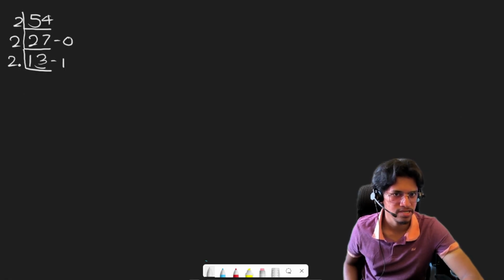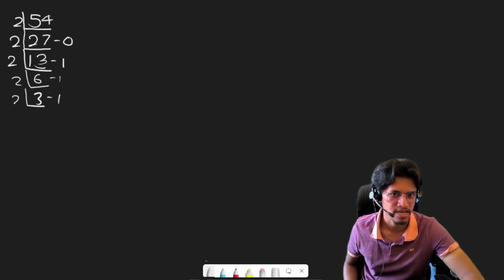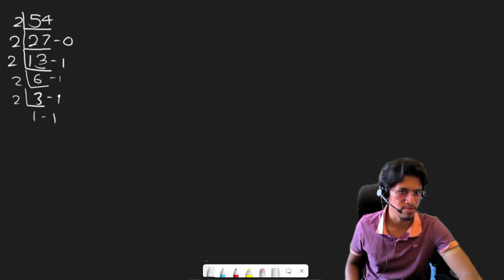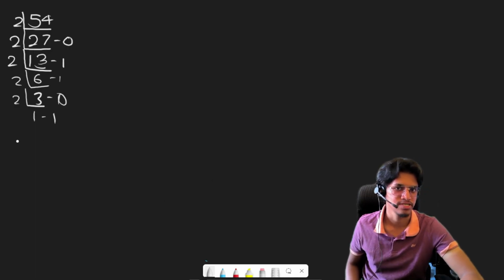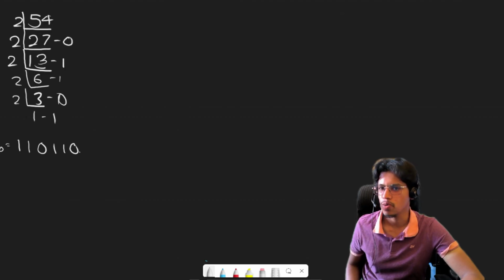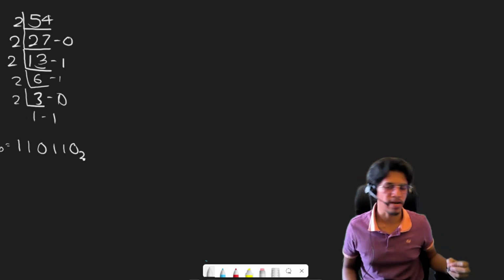divided by 2, 6 and 1 balance, divided by 2, 3 and 1 balance, and divided by 2, 1 and 1 balance. So, sorry, 6 divided by 2 is 3 and no balance. So we get 1, 1, 0, 1, 1, 0. 54 denary is equal to 110110 in binary.